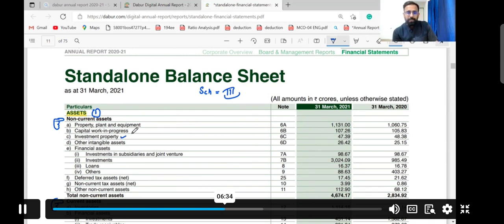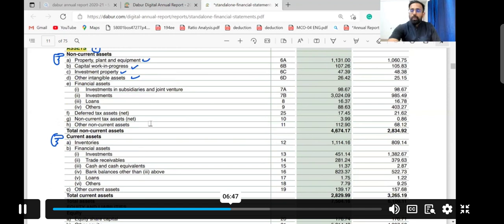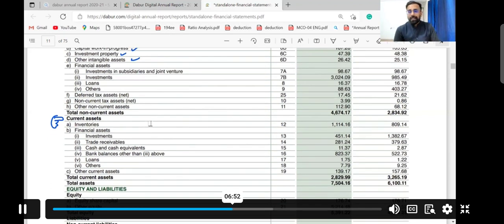So investment property, capital work in progress, other intangible assets, these will be shown on the current asset side, sorry, the non-current asset side. What are current assets? Current assets are generally those assets where we record working capital requirements, in current assets and in current liabilities, right?